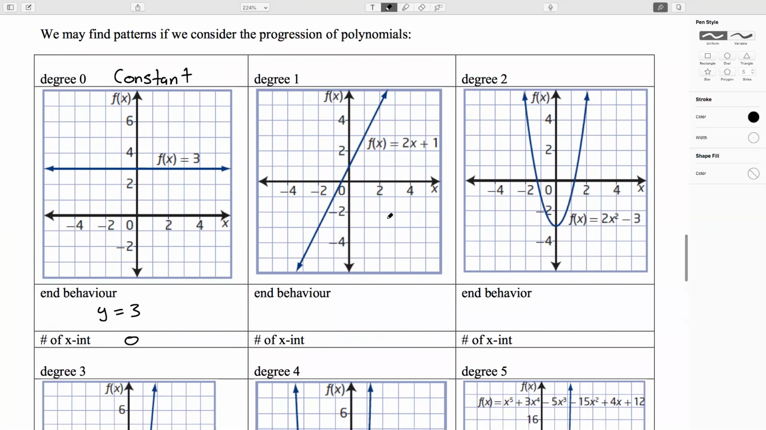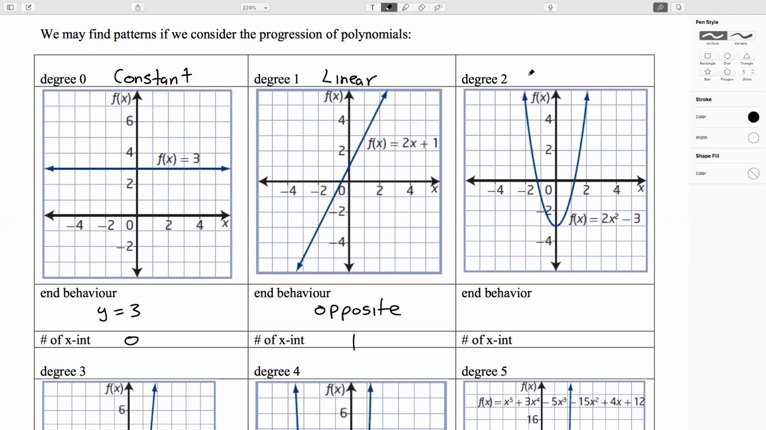Let's take a look at degree 1. These are called linear functions. They are going to have opposite end behavior. And you are going to have one x-intercept. You will always have one x-intercept because it has to cross when one end points down and one end points up.